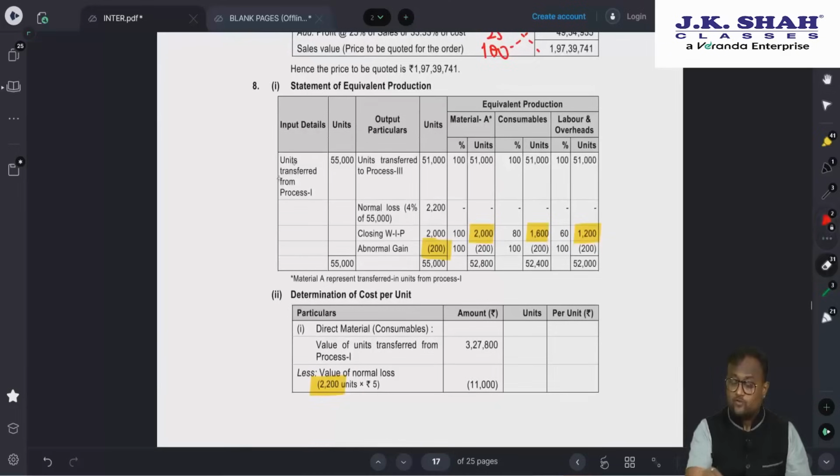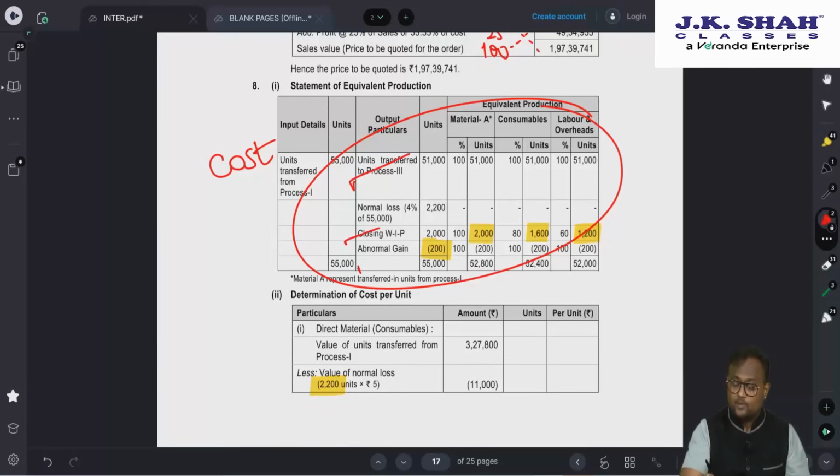My equivalent production will have only those items which are to be recorded at cost. So that will include only output, WIP and abnormal gain. Abnormal gain being an item of the debit side, on the opposite side it is subtracted. And abnormal gain is a part of additional finished goods. If it is additional finished goods, that means it is 100% completed.